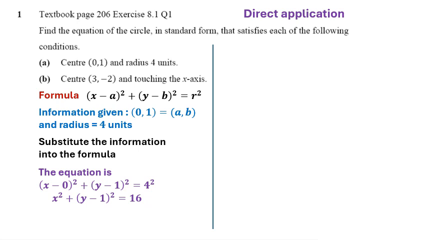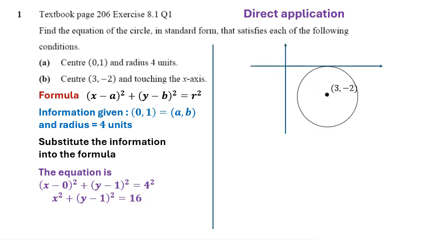Part B is slightly challenging because now you're not given the radius. You're given the center, but not given the radius. But you're given additional information, and that is the circle actually touches the x-axis. So what do you mean by the circle touching the x-axis?